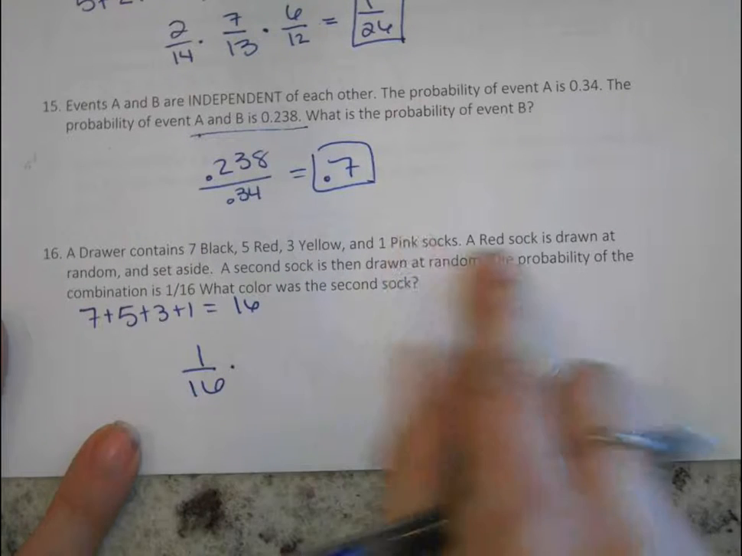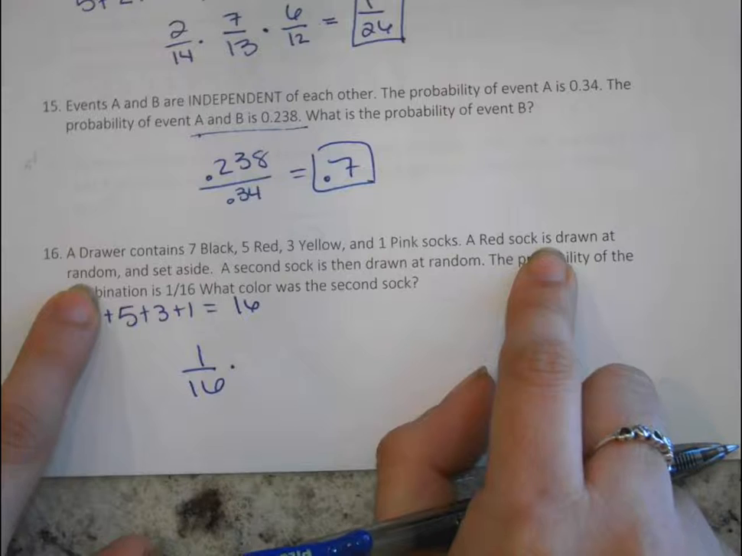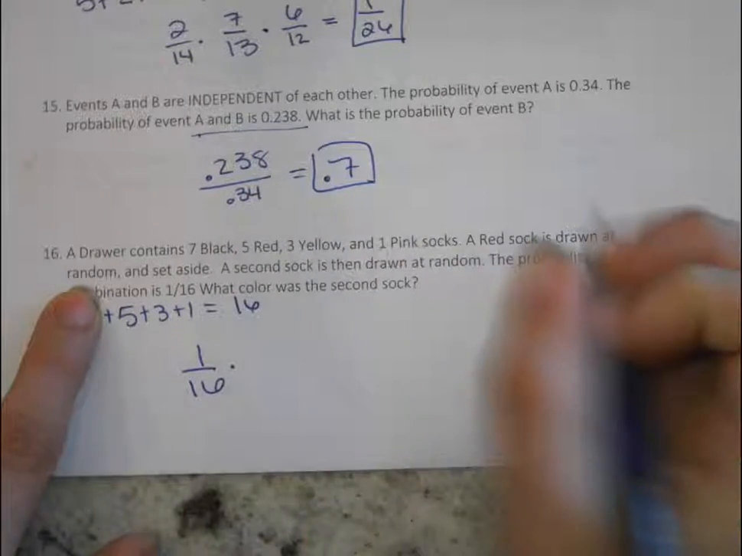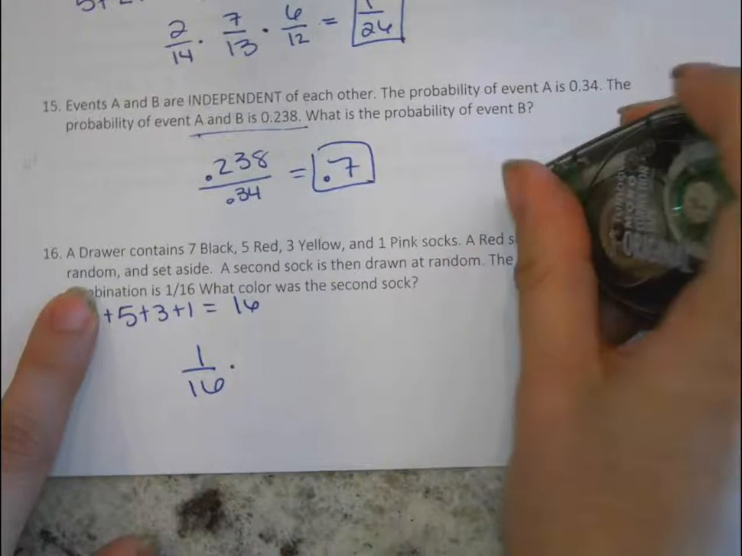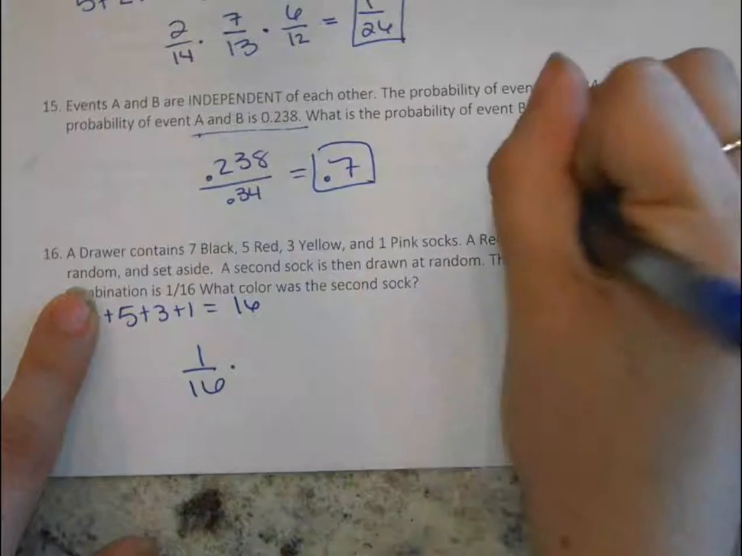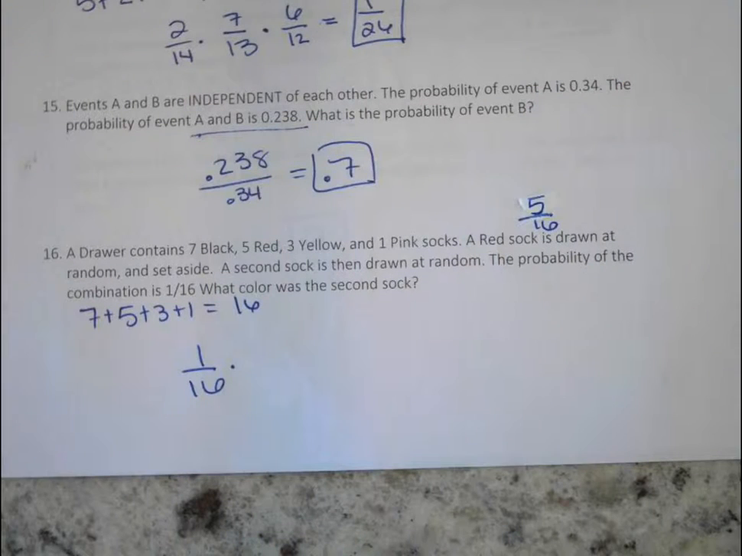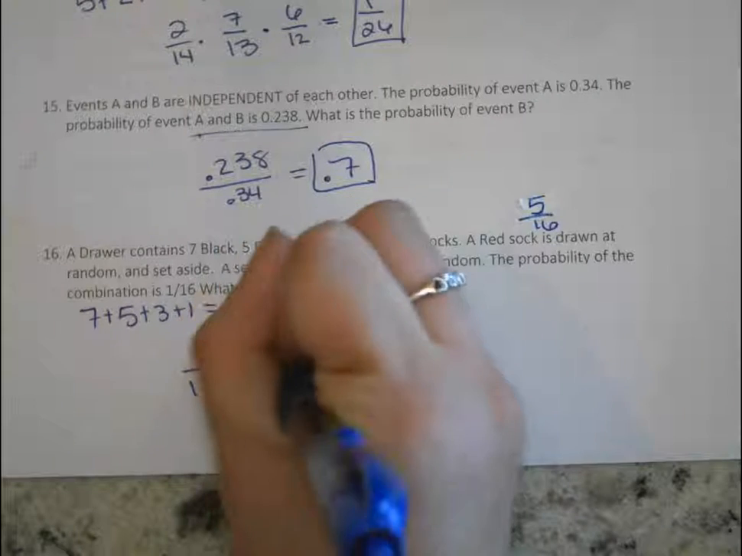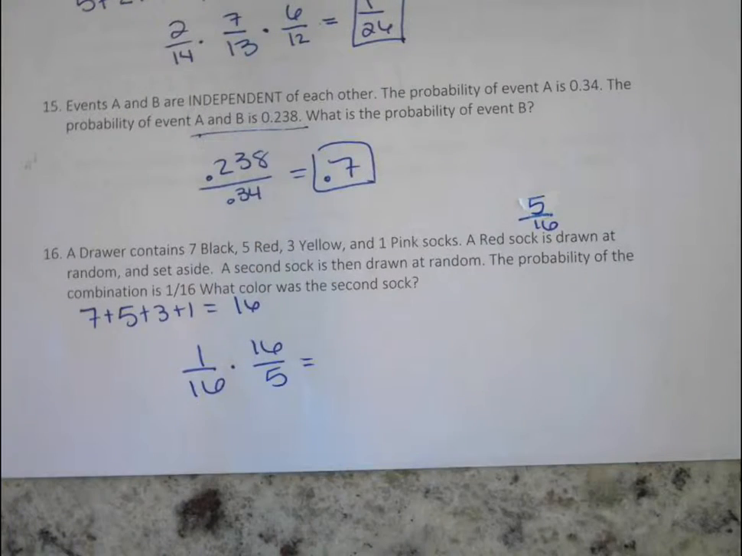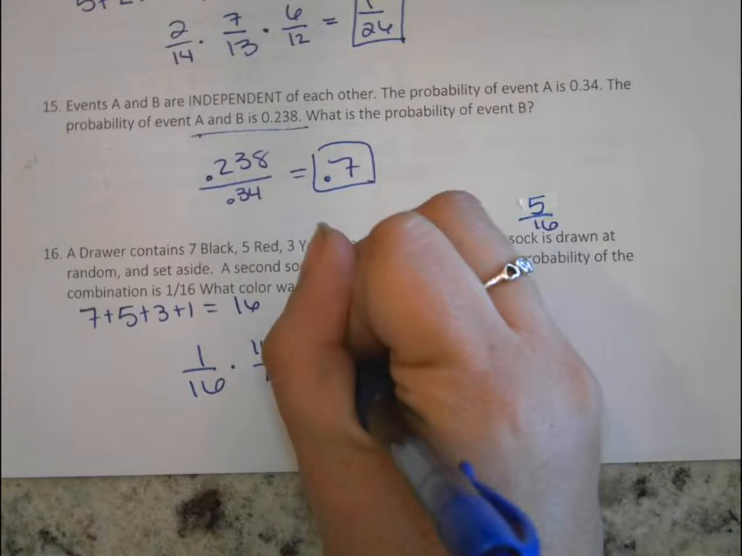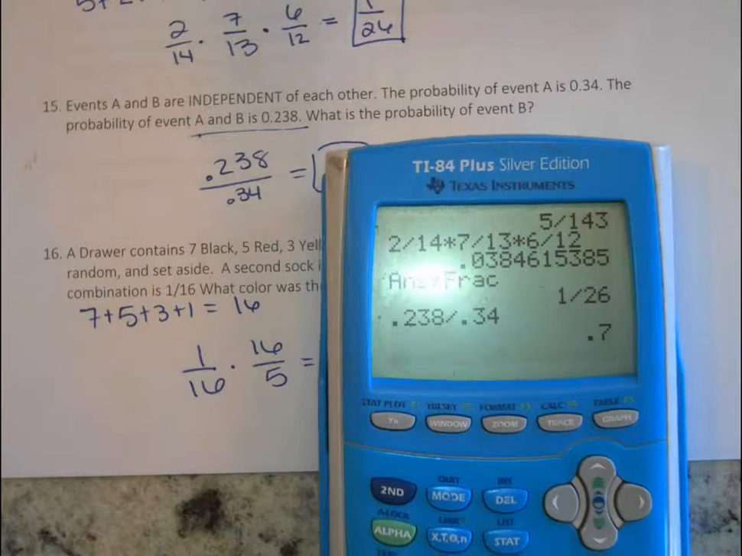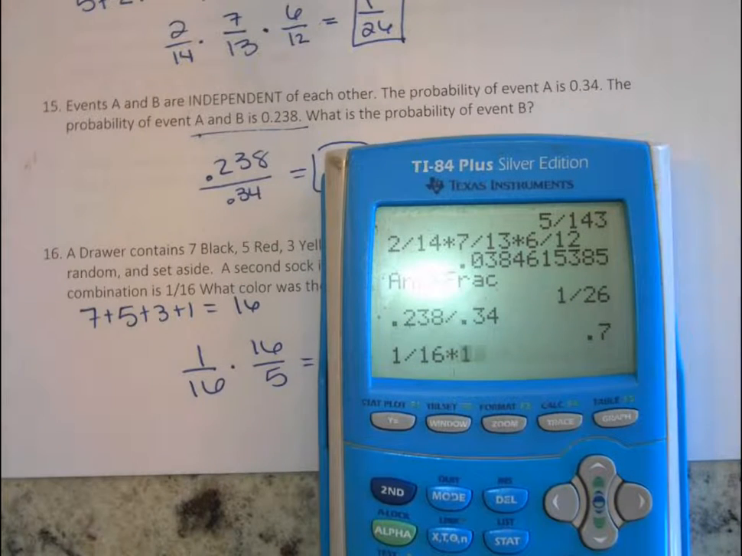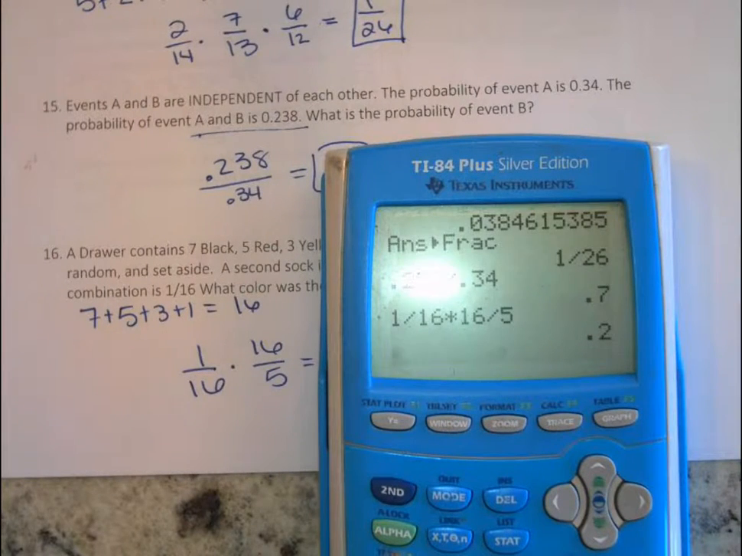And it tells me the probability of my first thing is a red sock. So my red sock probability is 5 out of 16. If I'm working backwards, I want to divide by the fraction, or flip the fraction. So I have 16 over 5. What I do for this is I multiply: 1 divided by 16 times 16 divided by 5 gives me 1/5.